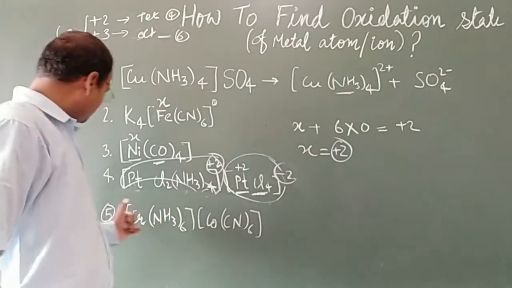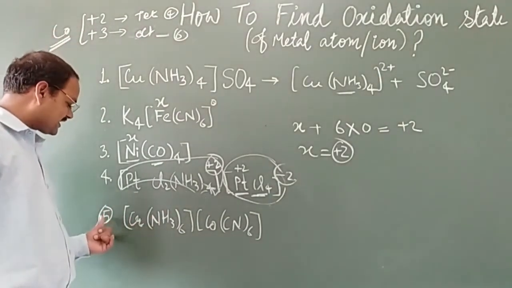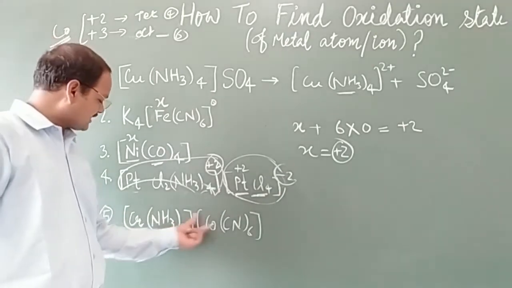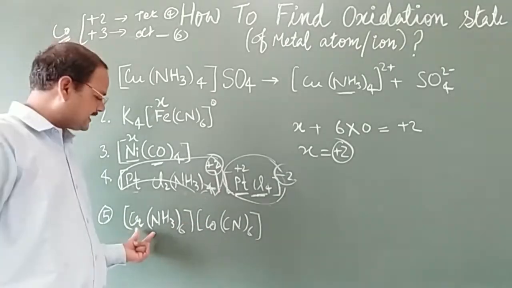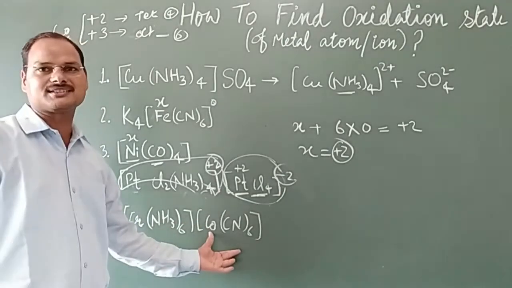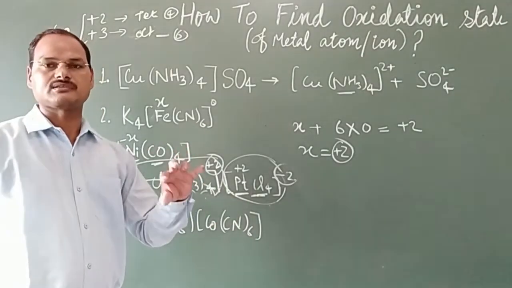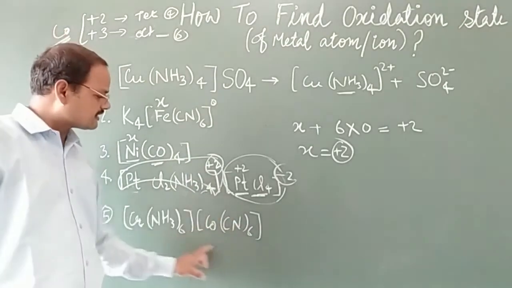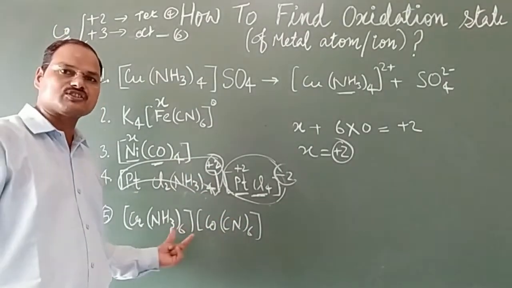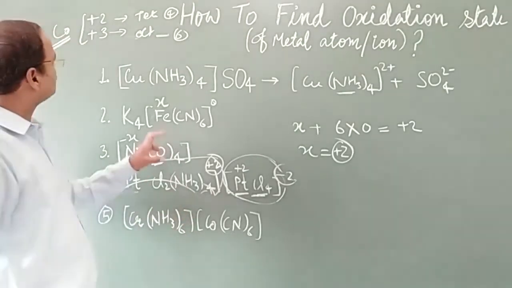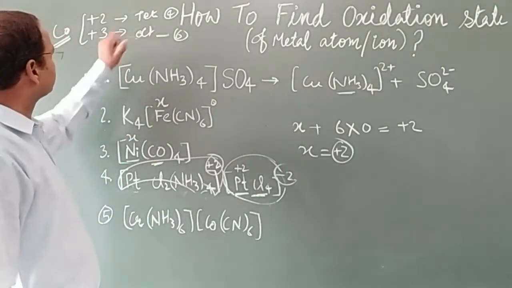Now to find out the oxidation states in case of the fifth type of example, here you can see cobalt and chromium, 2 central atoms or ions are there in this complex, where both complex ions are of the same kind, means there is a complex cation as well as a complex anion. Let's see, here we can also use one trick I have written here.